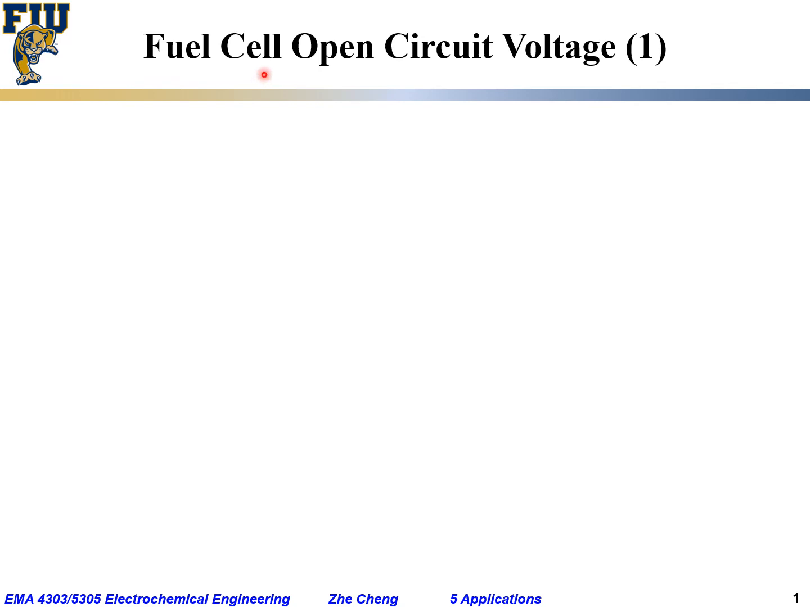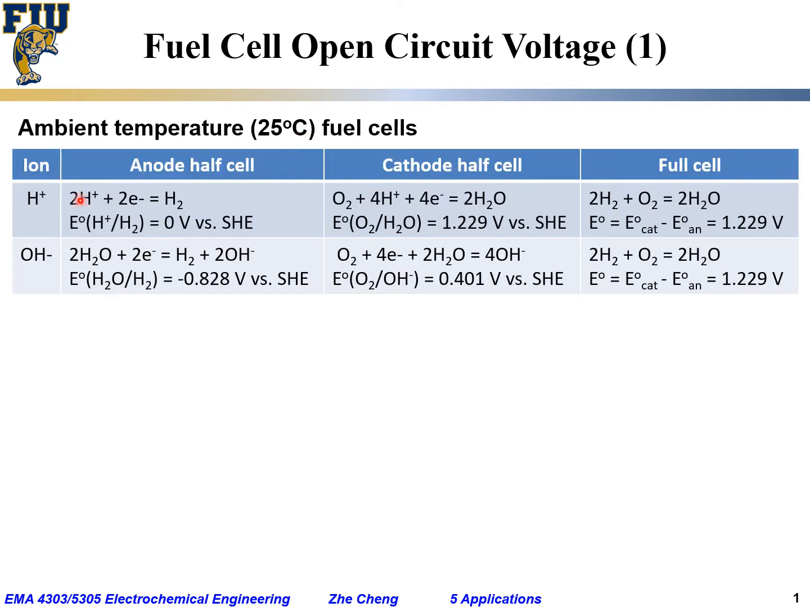We have talked about thermodynamics for electrochemical systems, and for fuel cells, the open circuit voltage is a very important thermodynamic parameter that relates to basic electrochemistry. So first, let's look at the fuel cells that operate at, for example, 25 degrees C. Here we list two types of fuel cell.